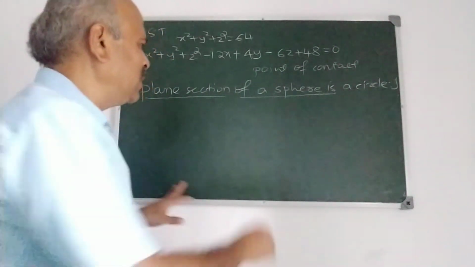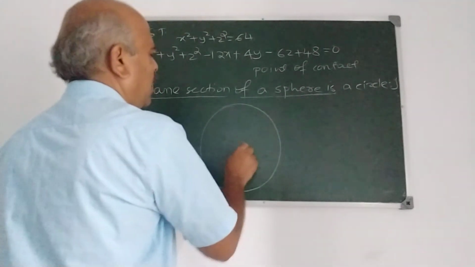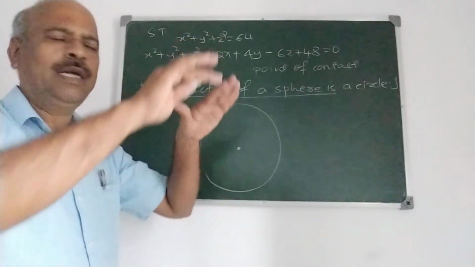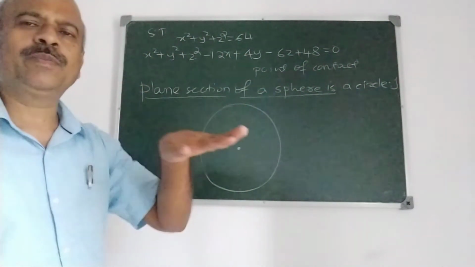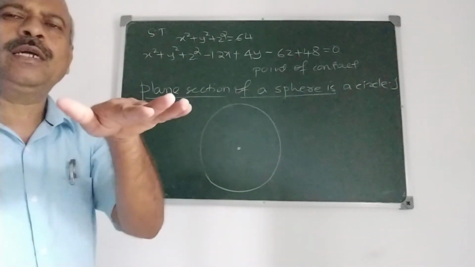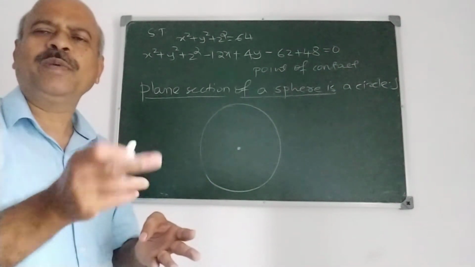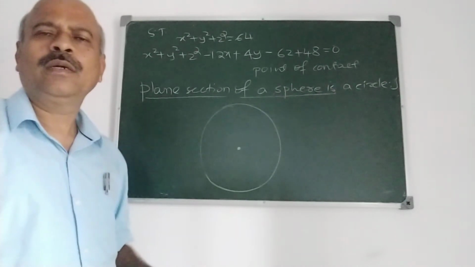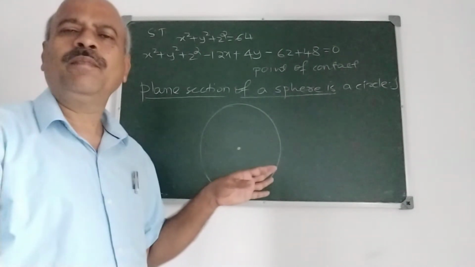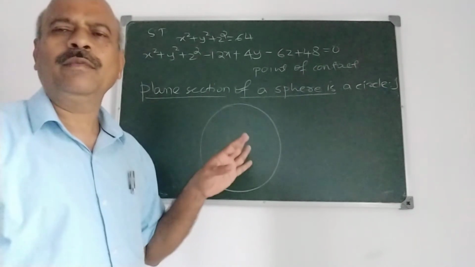Plane section of a sphere means, suppose this is the sphere, correct? A sphere is like this, and suppose a plane cuts the sphere. I have taken a plane like this. This is the sphere, and the plane cuts the sphere. Then the points common to the sphere and the plane, what do you expect? It lies on the plane, and it will be a circle.